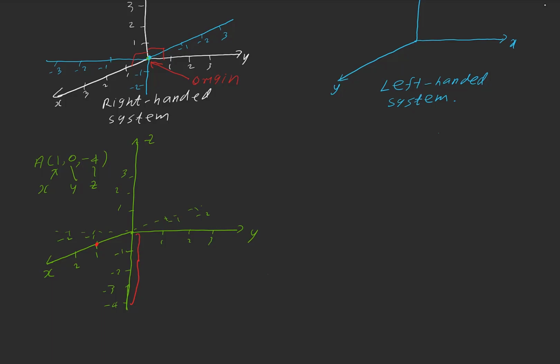So what I do, you can take the 4 units from here down, and we can draw a line parallel to the x-axis and a line from here parallel to the z-axis. Then the point where they meet here is the point A, 1, 0, negative 4.